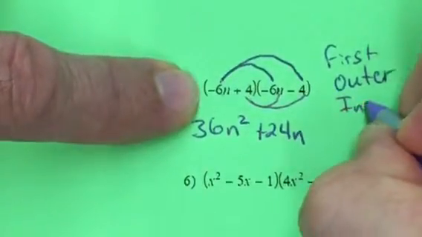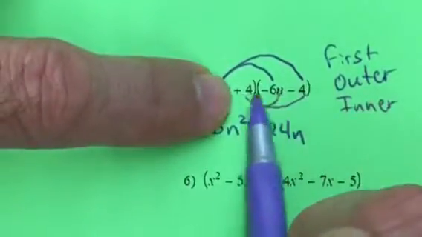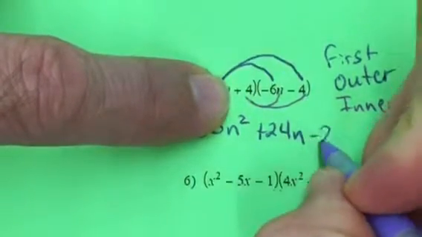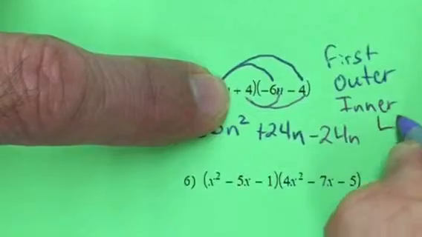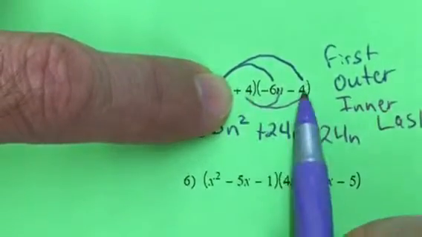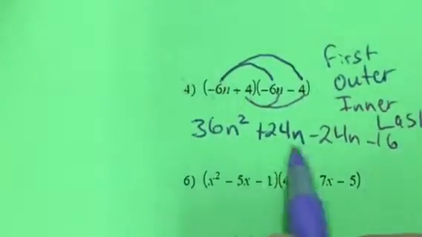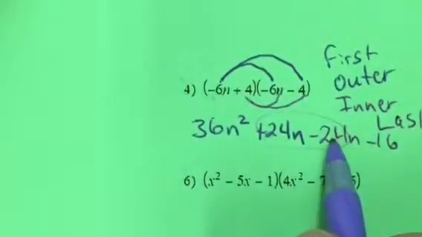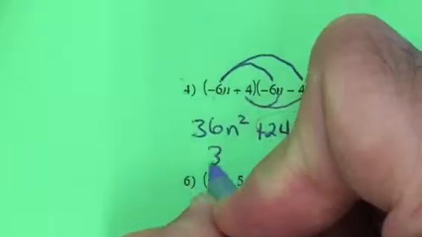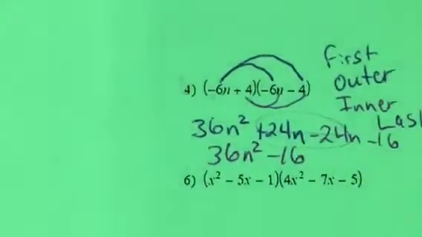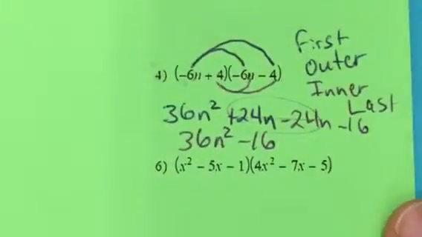Inner, these 2 inner ones, 4 times negative 6 is negative 24. And last would be these guys. 4 and negative 4 is negative 16. These 2, positive 24 and negative 24, will cancel out. 36n squared minus 16. That can happen. Okay, that's the first method, distribution.